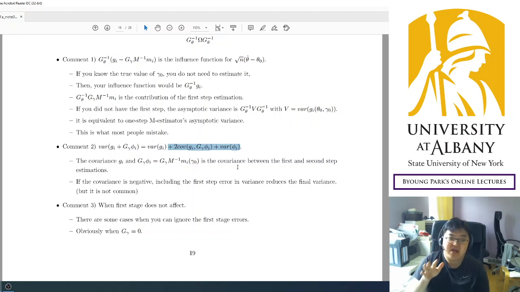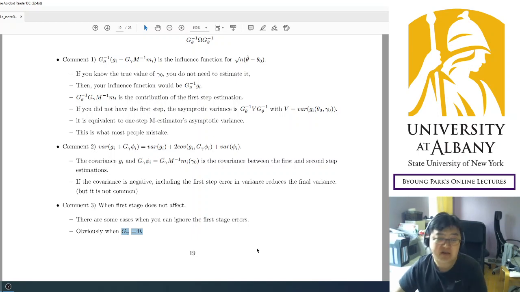Sometimes the first stage estimator may not have any impact on the second stage, which is also very rare. So sometimes it is also true that the standard errors do not depend on the first stage estimator. In this case, in theory, G gamma is 0. The derivative with respect to gamma is 0. That's why the first stage estimation error has no effect on the second stage.